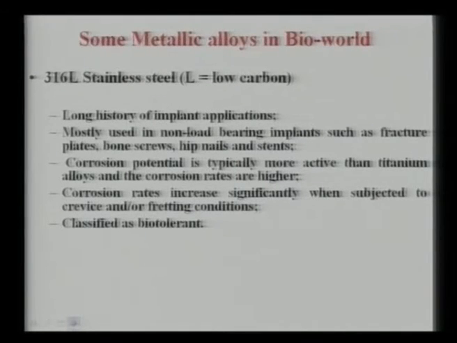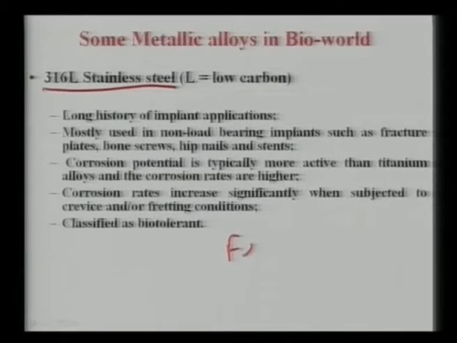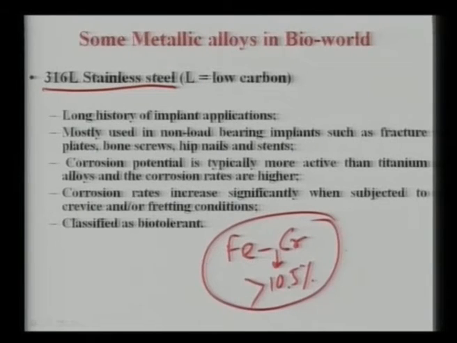Now, some of the metallic alloys which are used in biomedical applications, for example, 316L stainless steel. Stainless steel is essentially an alloy of iron and chromium, and here the chromium content is typically more than 10.5%. So any iron chromium alloy where the chromium content is 10.5% or more, you can call a stainless steel. That is the standard definition of stainless steel. Now, depending on the different alloying elements which are further added to the stainless steel, you can have an austenitic grade stainless steel, which is essentially what 316 stands for.